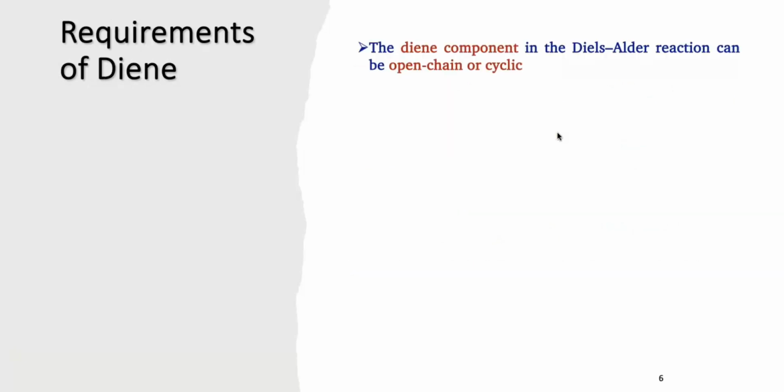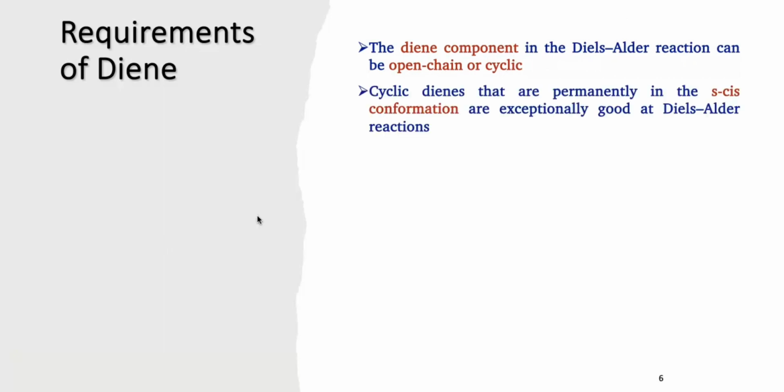Now coming to the requirements of dienes in the Diels Alder reaction. The diene component can be cyclic or open chain. Cyclic dienes that are permanently in the S-cis conformation are exceptionally good at the Diels Alder reaction. The diene should be in the S-cis conformation for it to undergo the Diels Alder reaction. If the dienes are permanently locked in the S-cis conformation, then they are extremely good for the Diels Alder reaction and the reaction rate will be higher.